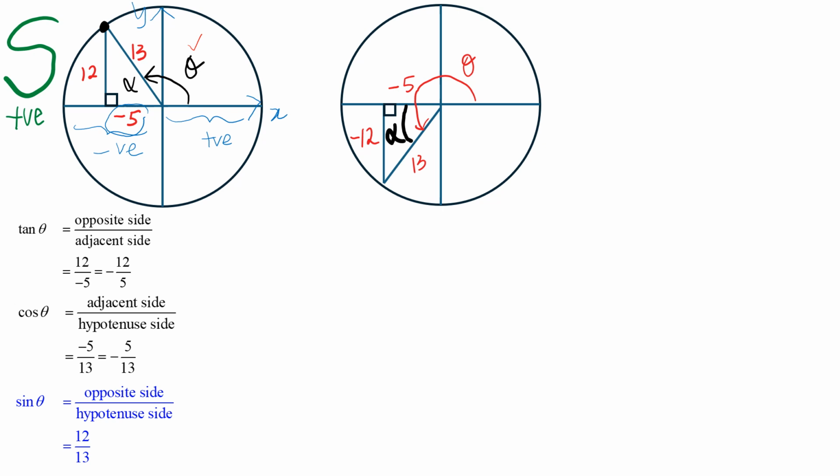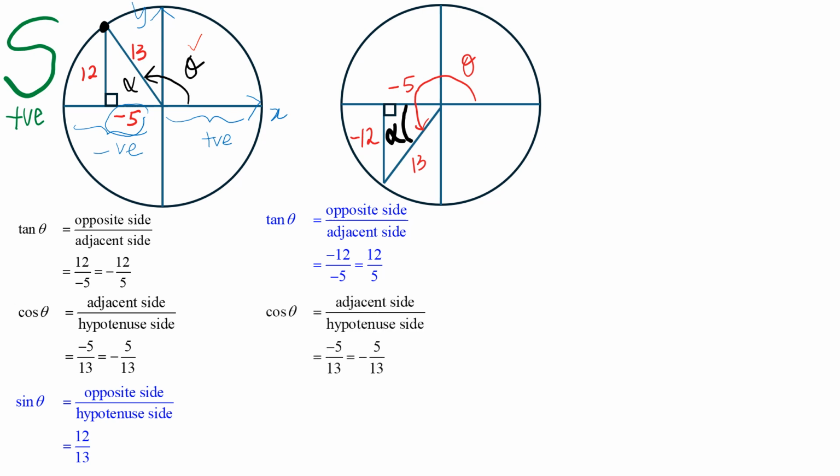So let's see what happened to your trigo ratios. Do you think it's still the same as in the second quadrant? Let's see. Tangent is -12 over -5, so that gives you positive 12 over 5. Cosine will be -5 over 13, and sine will be -12 over 13. So in the third quadrant, only your tangent ratio is positive.